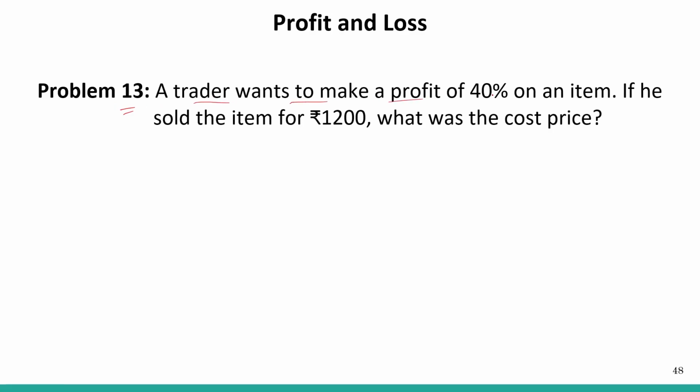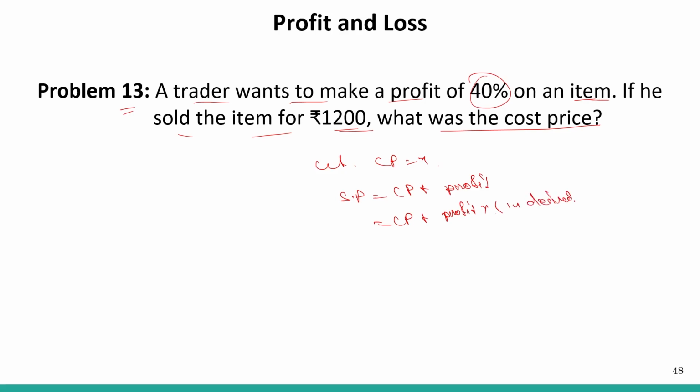So a trader wants to make a profit of 40% on an item. So if he sold the item for 1200 then what is the cost price? Okay, trader wants to make a profit of 40%. Let CP is equal to X. So SP is equal to CP plus profit is equal to CP plus profit percentage in decimal into CP, right? So this is equal to X plus, so profit percentage is 0.40 in decimal form, 0.40 into X. So this implies that 1200 is equal to 1.4x.